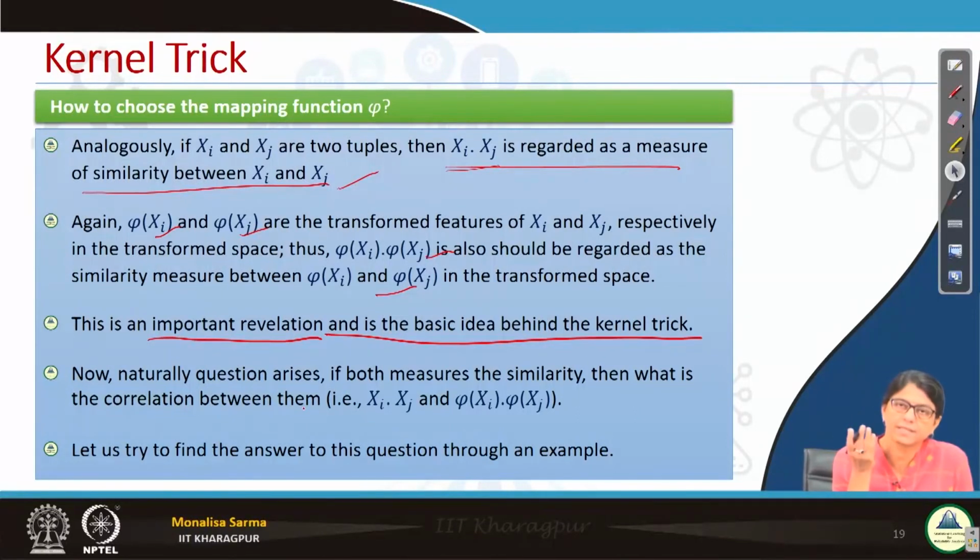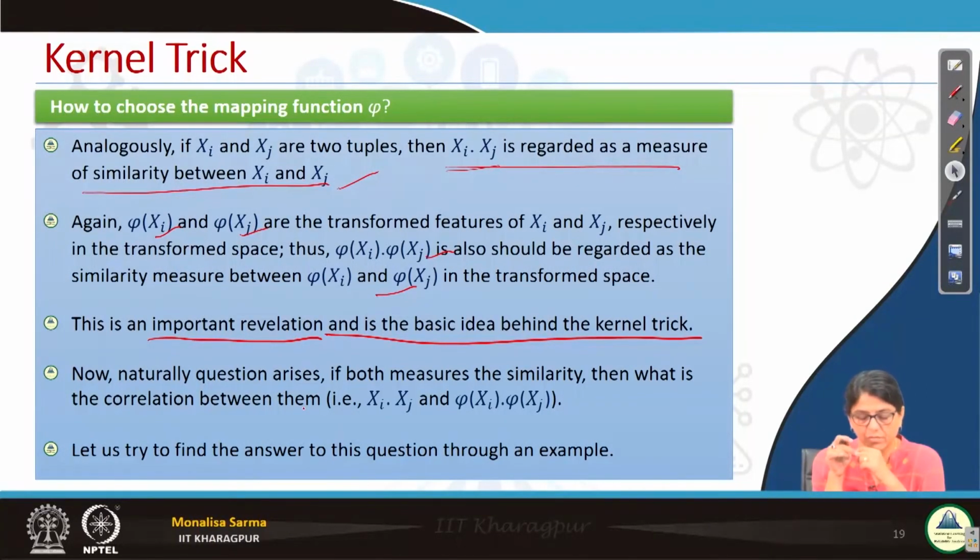Now, xi dot xj, this dot product, also measures the similarity. When we try to find out the class of the test data, basically we try to find out how similar this test data is to the different support vectors. When we do the dot product, essentially we find out how similar the test data is to the support vectors. Based on this similarity, we classify it to this class or the other class. So, if my test data is x, we find the similarity measure between the support vector xi and the test vector x.